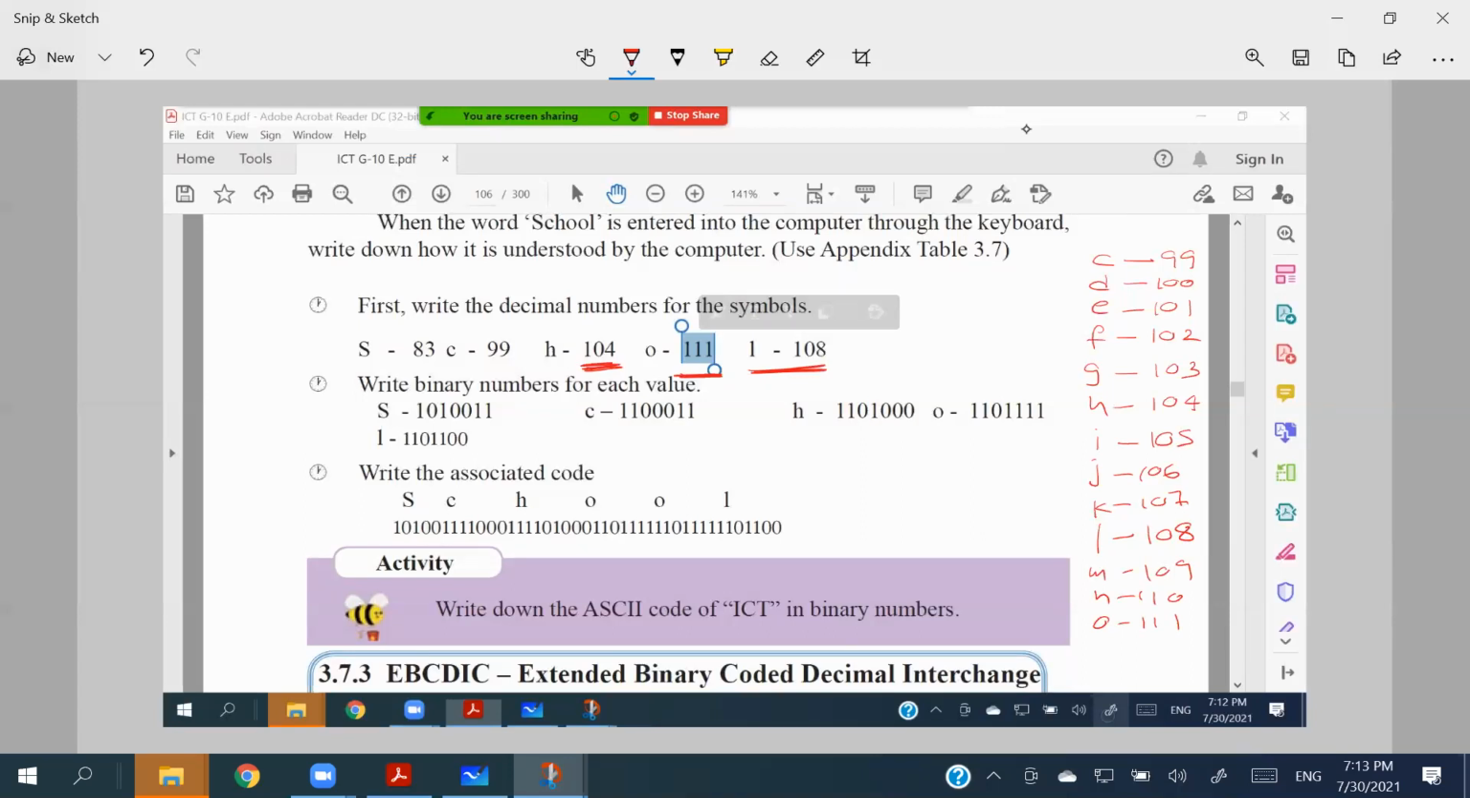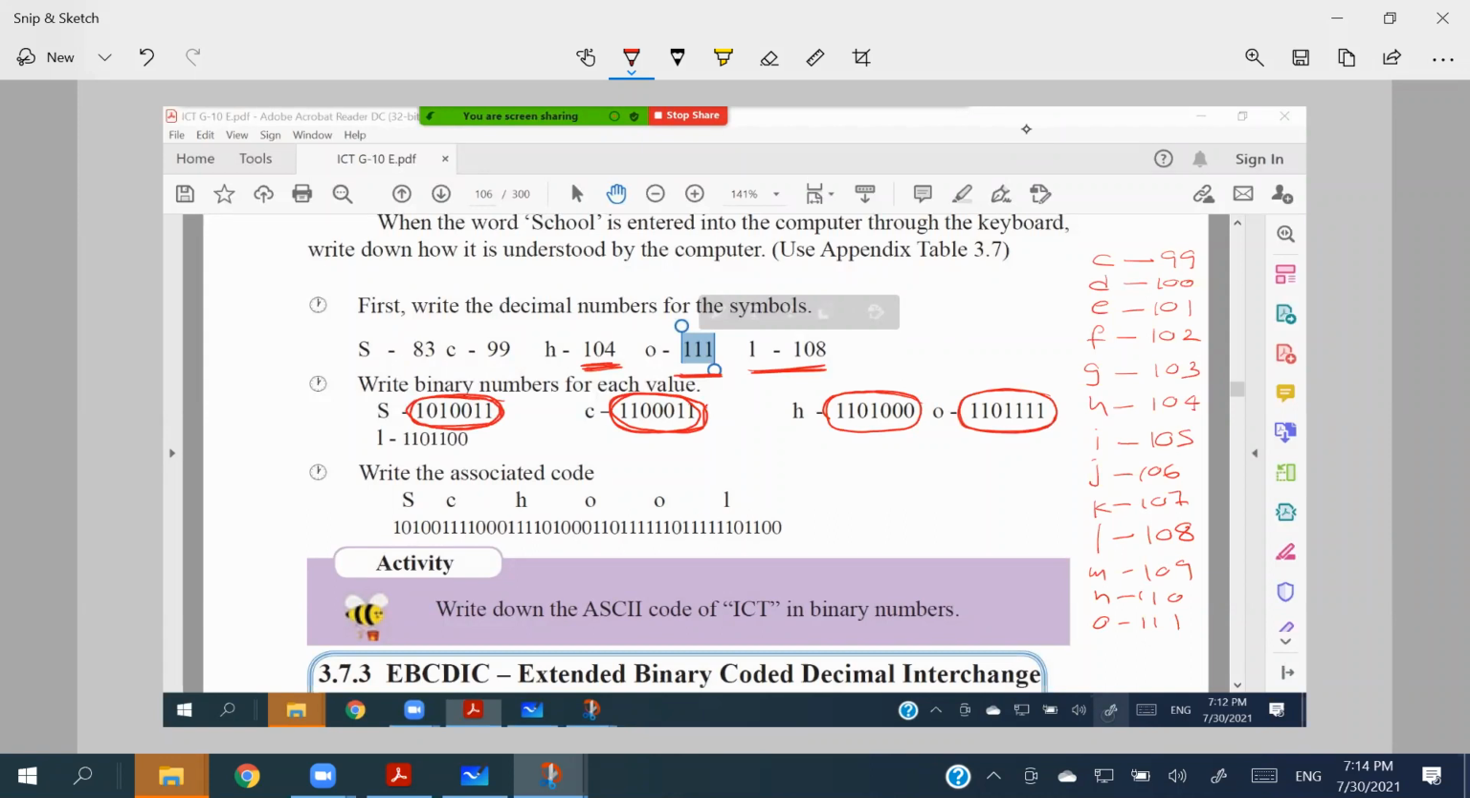So then what they have done is they have represented these values in 7 bits. Can you see that? This represents 83 in binary, and this represents 99 in binary. This represents 104 in binary, and this represents 108 in binary. Right? You must always use 7 bits.